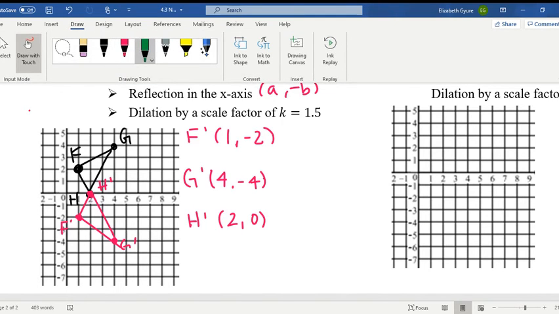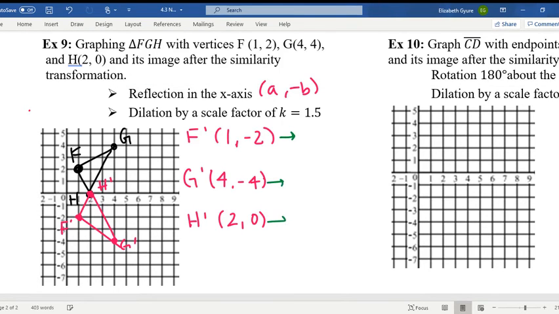All right, now let's look at our dilation. We're going to find F double prime, G double prime, and H double prime. Our scale factor is 1.5. What do you have to do with your scale factor? What's our rule? What's our little strategy here? Very good. Multiply each number by 1.5. Each of our new points, right? This one you're going to have some decimals, but they'll be nice decimals.